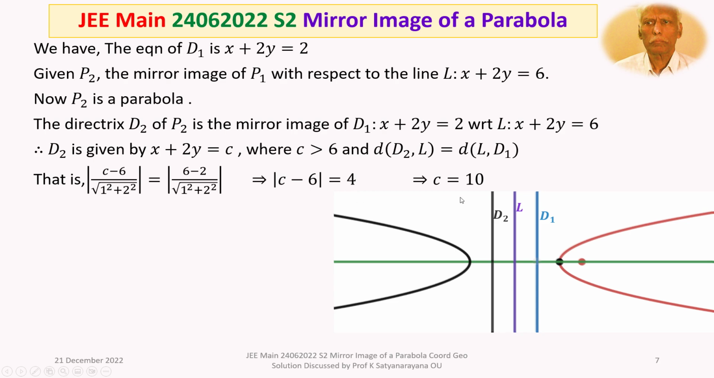So what is c, greater than 6? Therefore, c must be 10. Because c is greater than 6, c must be 10. So c is 10 means we have found the d2 equation, that is the directrix of the mirror image, that is P2. So x plus 2y is equal to 10 is our answer. The directrix of P2 is x plus 2y is equal to 10. So we have to fill up the blank: x plus 2y is dash, in the dash this is 10. So our answer to this question is 10.